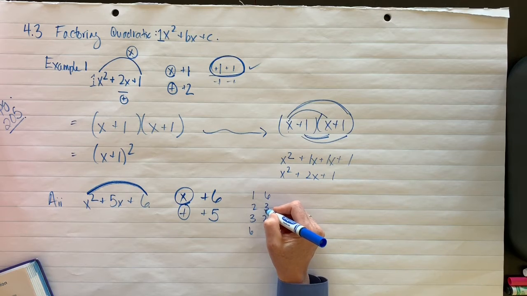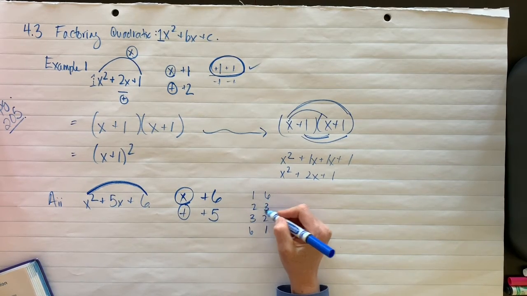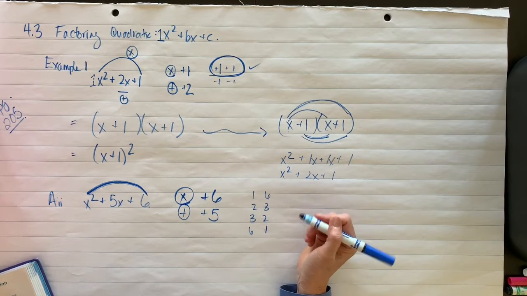Once I get halfway, and by halfway I mean 2 times 3, and once I get to 3, I'm just actually using the same multiples in reverse. It becomes really quick. So you really only ever have to get halfway with your numbers, and it will make more sense when I do more examples.